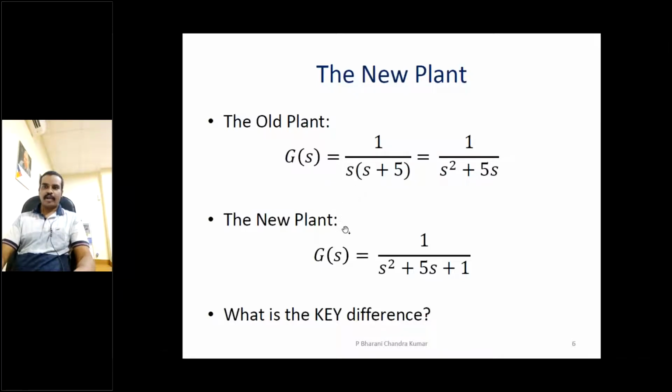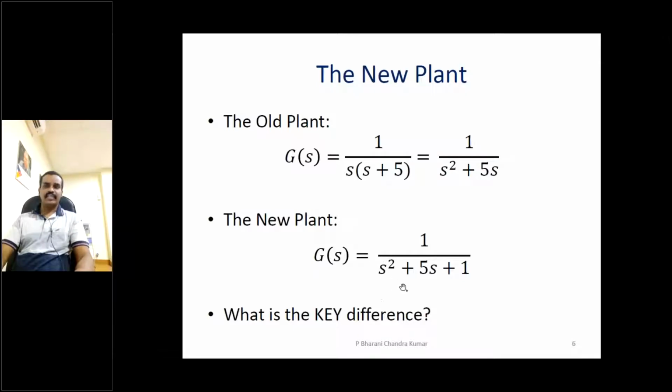Now the new plant, I assume my new plant is 1 by s square plus 5s plus 1. An additional one term has come. As soon as I add this plus one term, I completely lose the inherent integral action of this plant. So what is the state? There are two poles here. The poles could be imaginary, or they could be real as well. B square minus 4 is okay, whatever it may be, doesn't matter.